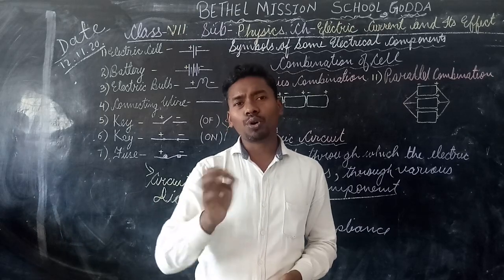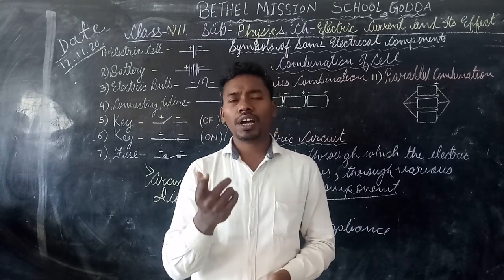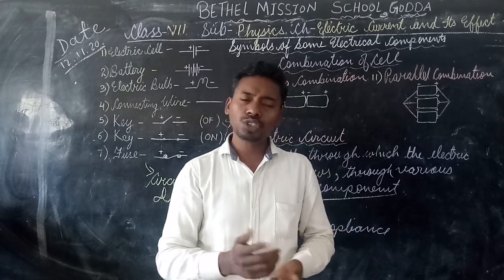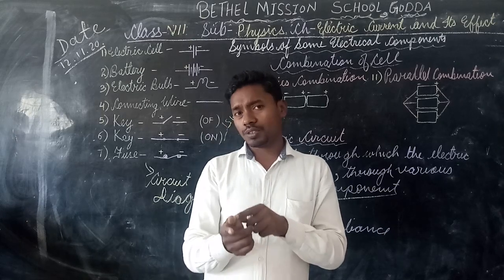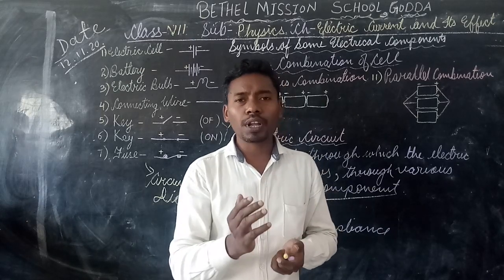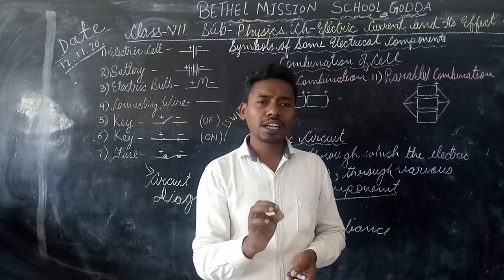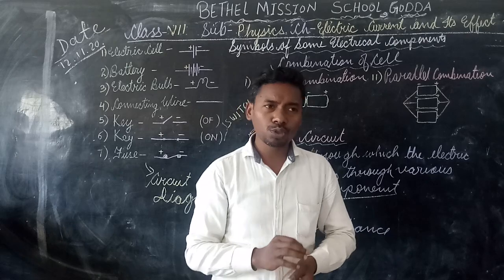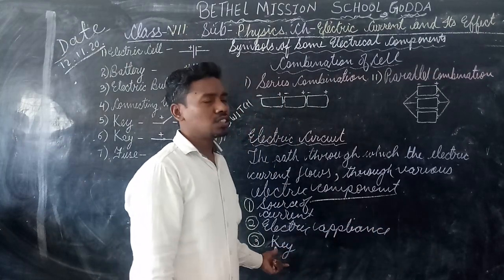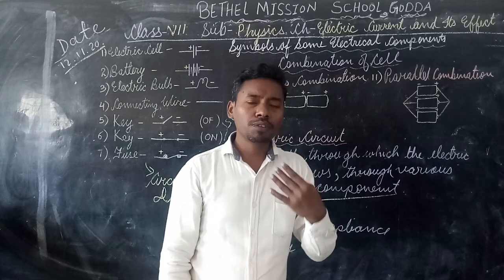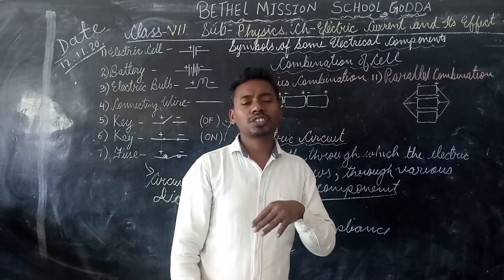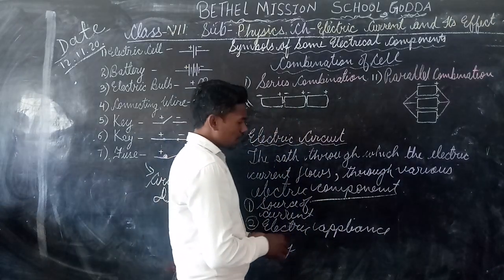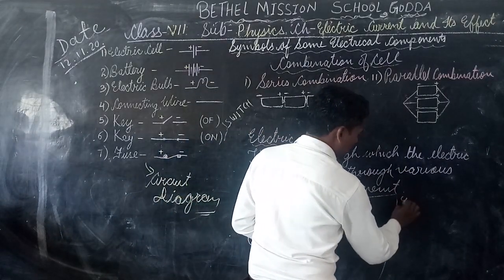So whenever you don't use it, what do you do? You switch off the fan, the lights, the motor, the television. When you don't use it, you switch off the current supply to your electric appliance. So what electrical device helps you in doing so? That device is your key. Key is the one which helps you give the supply or break the electric supply to that electric appliance.